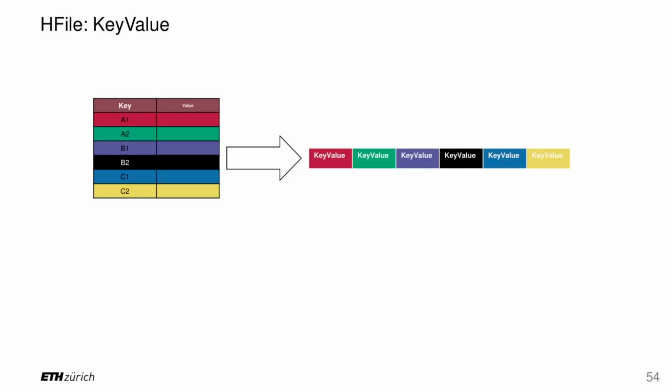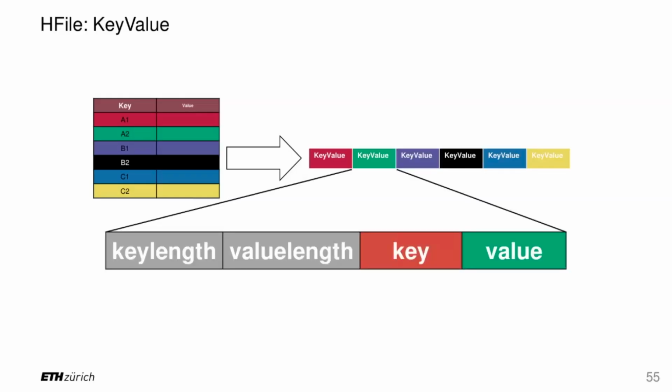So then you have a key value model, right? The key being the row plus the column plus the version. So in fact, what we have in this HFile is just a list of key values where each key value gives you one cell, right?